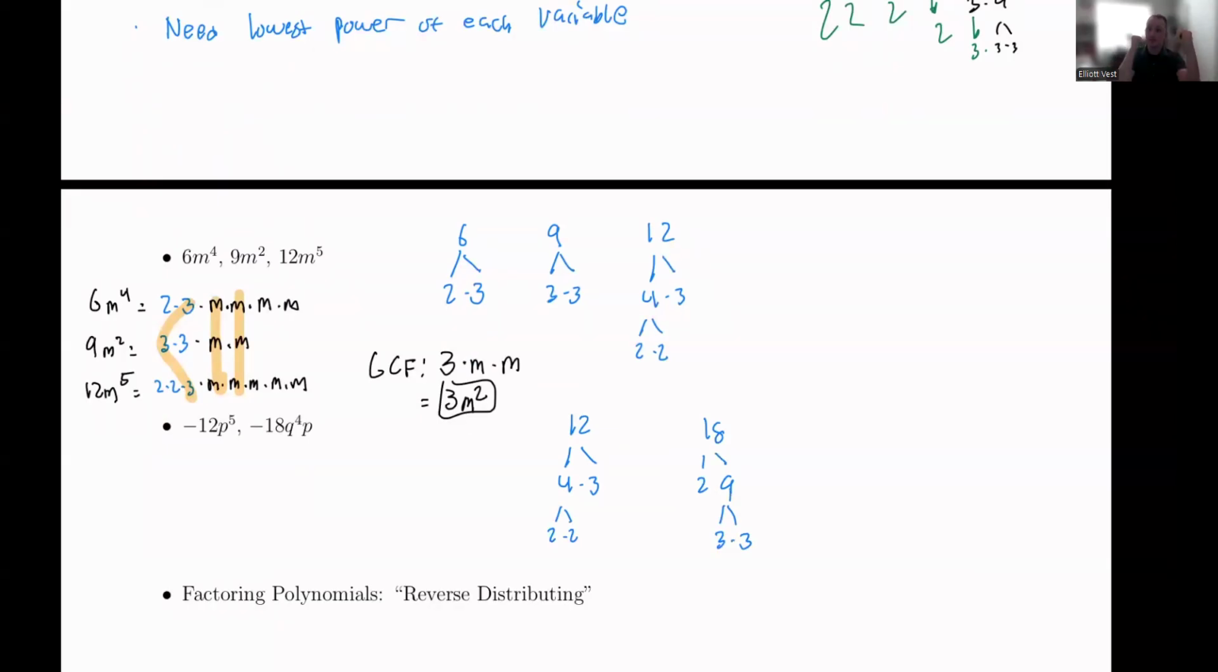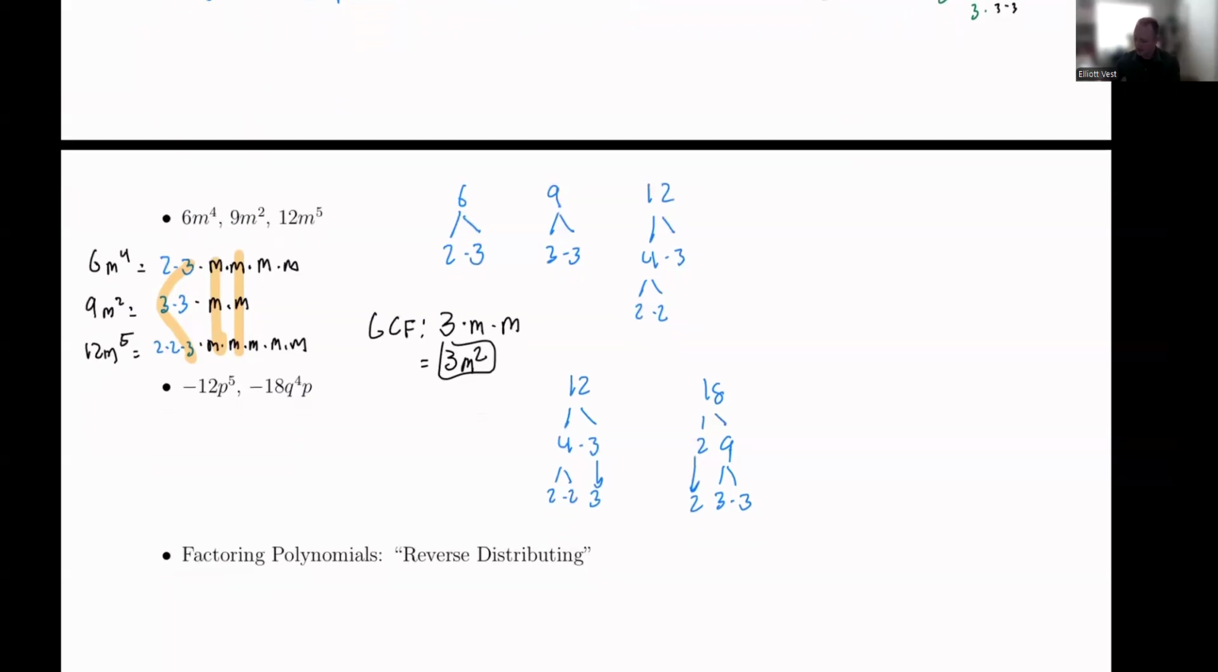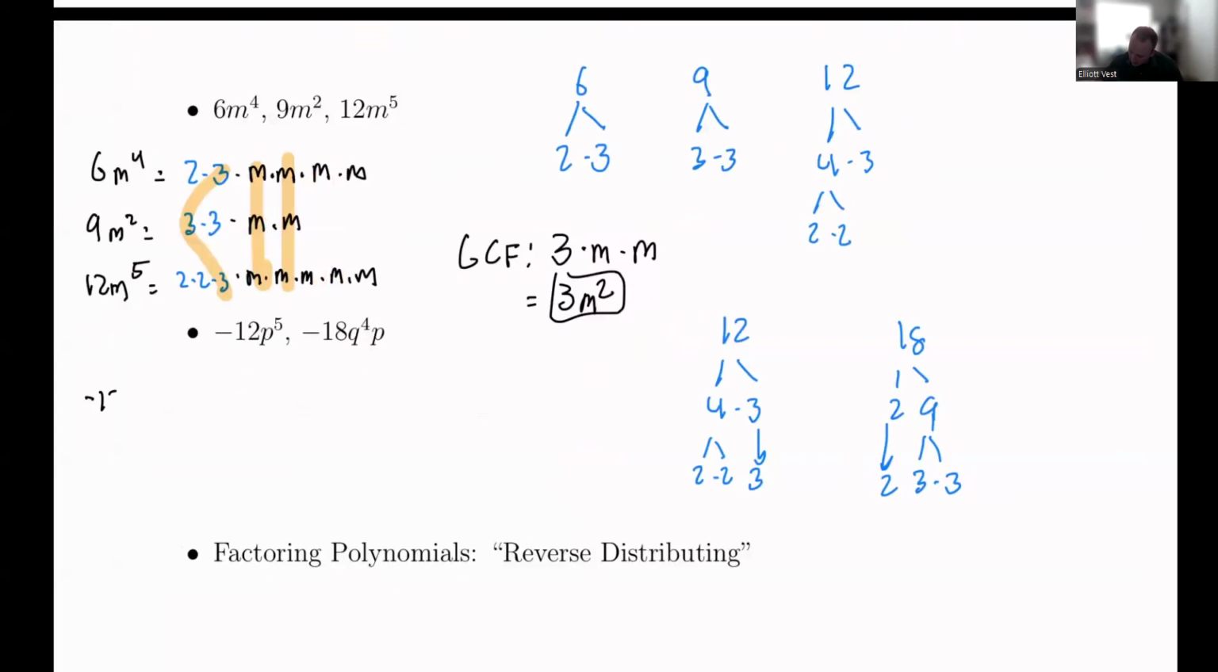Yeah, 18 is 2 times 9. That 9 can break up even further. So those are my prime factorizations here. Let's write this out. Negative 12 p to the fifth is equal to, well, I see a negative there. I did not do any negative numbers in my prime factorization, but I can include a negative 1 as its own little factor. So that's another extra rule here. If your number is negative, you can add a negative 1 as a factor times your prime factorization. And then times p times p times p times p times p.